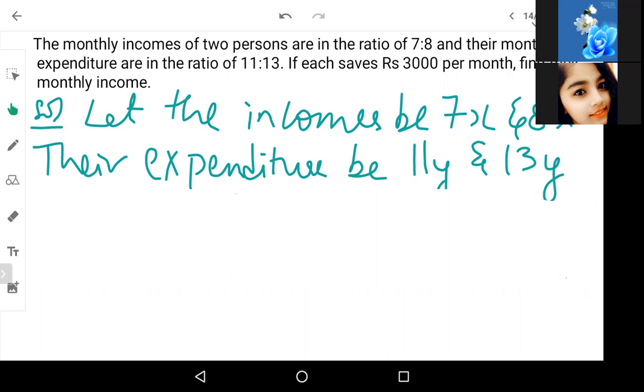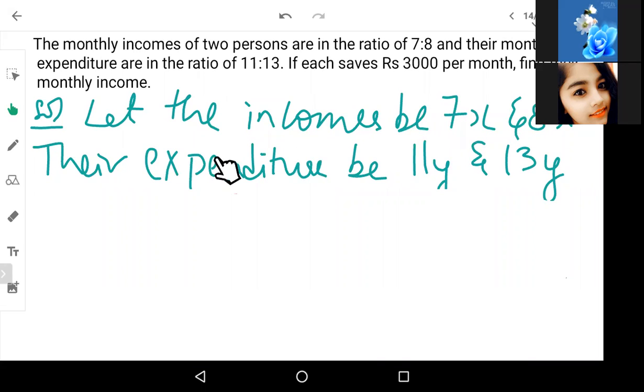So firstly, we are here talking about the income ratio. Now that 7 is to 8, whatever income they have will be in the ratio of 7 is to 8. So that is why let us take their income as 7x and 8x. Why am I taking 7x and 8x? Because no matter what the number is, that will be in the ratio of 7 and 8. So that is why we are multiplying this x with the ratios.